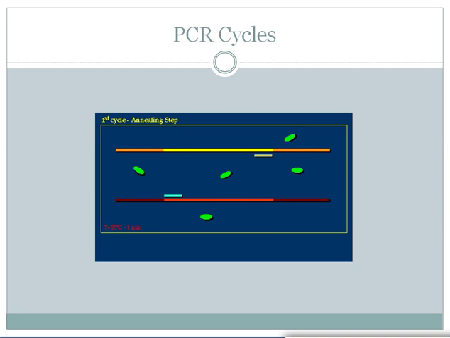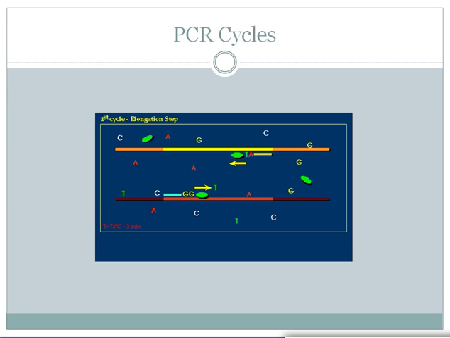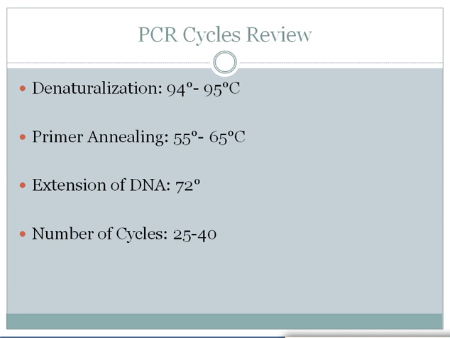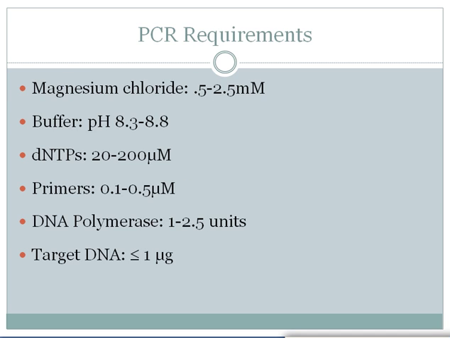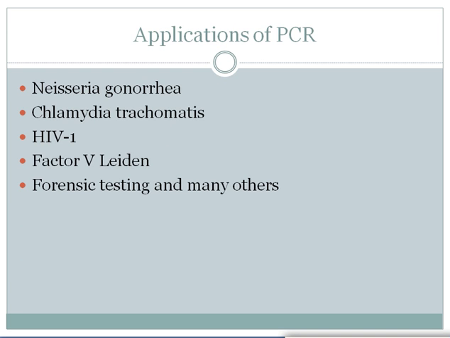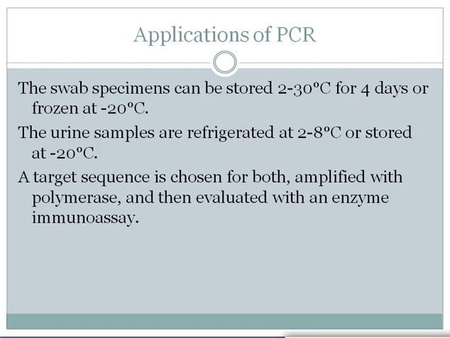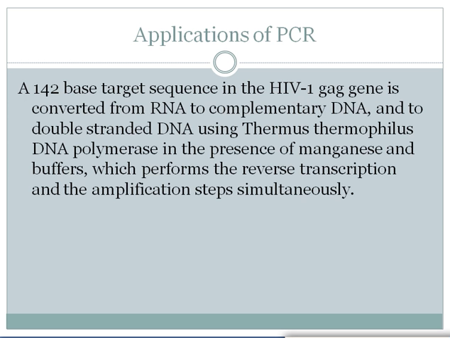Here the semi-conservative model is shown in PCR: denaturation at 94 to 95 degrees, primer annealing at 55 to 65 degrees, and extension at 72 degrees. The number of cycles is 25 to 40. The requirements are magnesium, buffer, dNTPs, primers, DNA polymerase, targets, and DNA. Neisseria gonorrhoeae and chlamydia are factors we can detect. Applications like swabs and HIV testing can also be discovered this way.